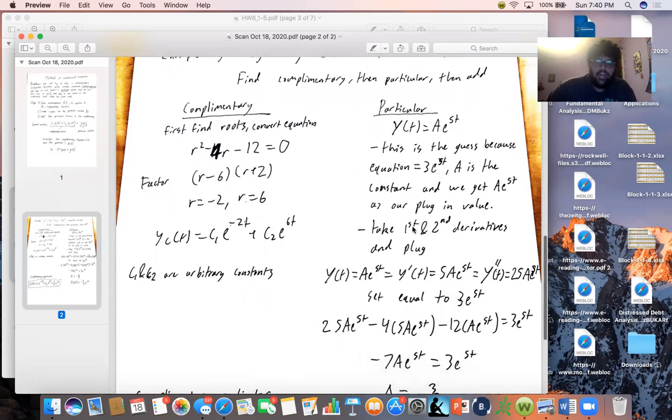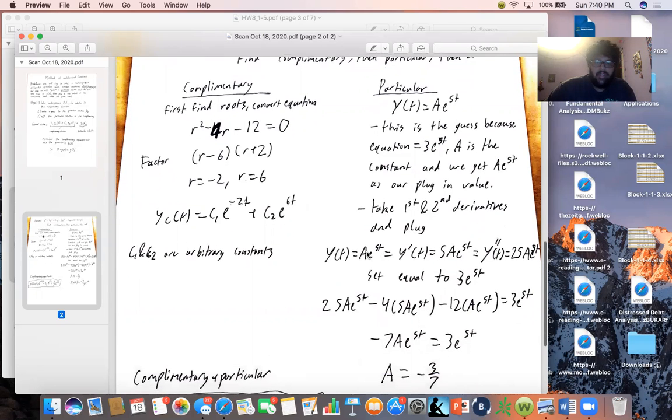So when you take this value, you're also going to take the first and second derivatives and plug them in. So y = A e^(5t), y' = 5A e^(5t), and then y'' is going to be 25A e^(5t). Then you're going to set all this equal to 3e^(5t), or g(t).